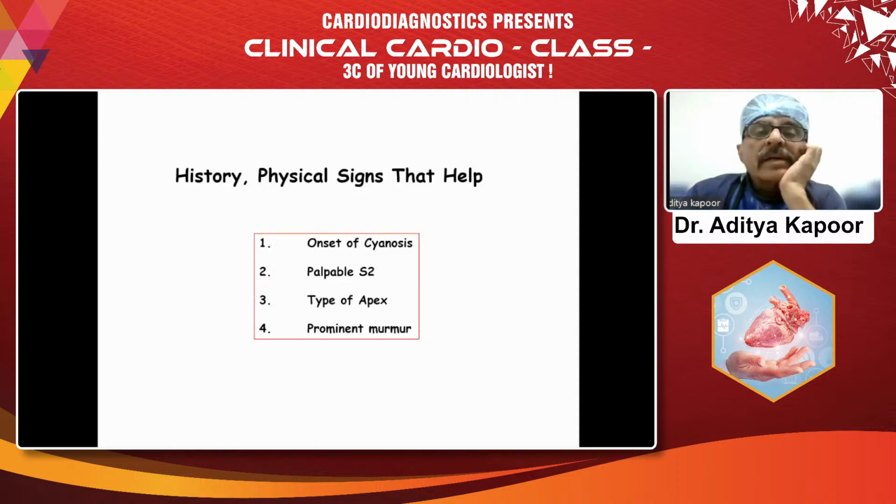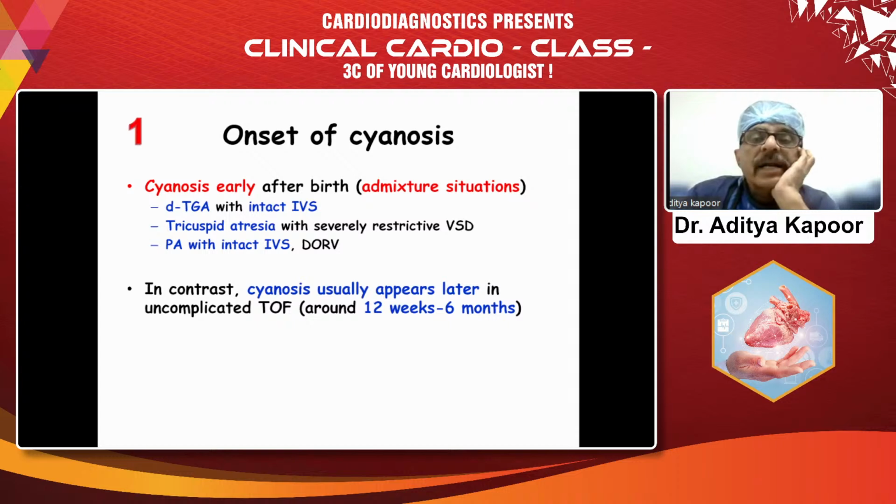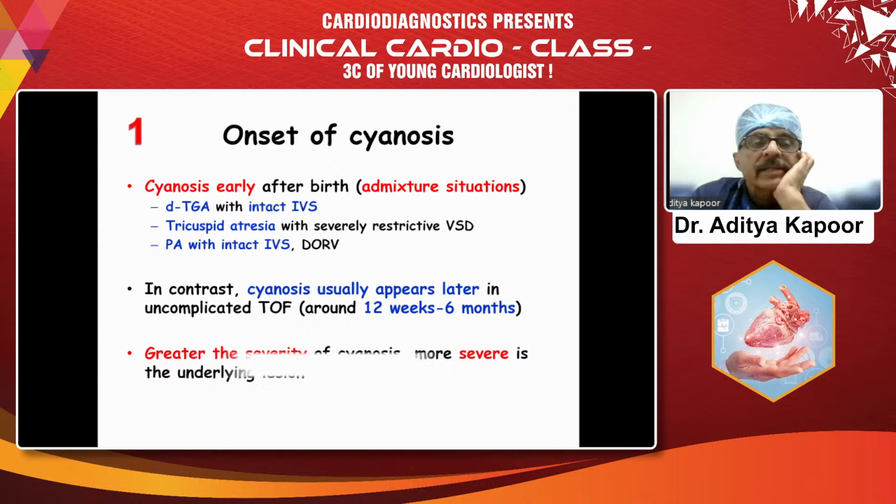So onset of cyanosis, second heart sound if it is palpable, type of apex and prominent murmur. So we are discussing just VSD, PS or tetralogy physiology. ये डॉक्टर अजय महाजन ने भी शॉर्टली डिस्कस किया था. अगर साइनोसिस अर्ली है immediately or early after birth, it is suggestive of admixture lesion. Tetralogy में नहीं होगा. Tetralogy में cyanosis usually appears at 12 weeks or 6 months. So early after birth will be admixture lesion, tricuspid atresia, transposition, intact septum, pulmonary atresia, or any duct-dependent lesion.